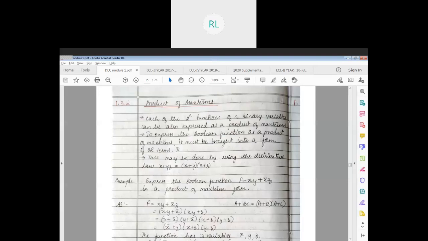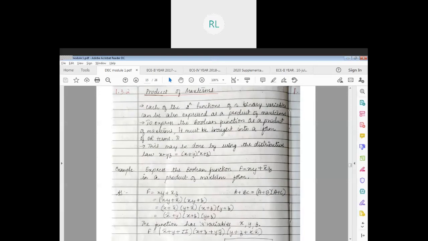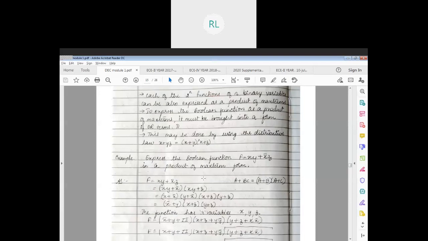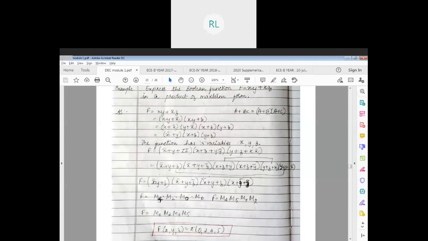Now this was our discussion till yesterday as to how we get these min terms, and now we will go about checking out as to how we can process max terms. Okay, fine. Each of the 2 raised to n functions of a binary variable can also be represented as POS, which is product of sums. To express a Boolean function as a product of max terms, it must be brought into a form of OR terms because it is product of sums. So you have sum terms and those are in multiplication form. Okay, so this is nothing but your max terms.